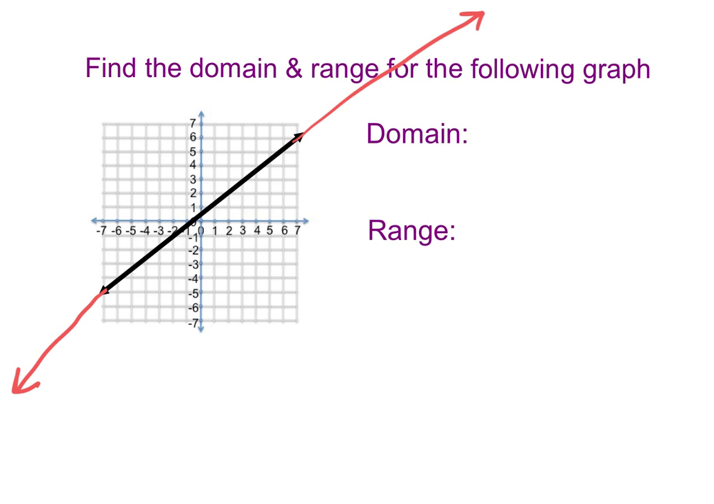So if you look carefully at this graph, I know it's a diagonal, but if we focus just on these x values here, what we notice when this graph has arrows is that we need every single x value to make coordinates on this graph.